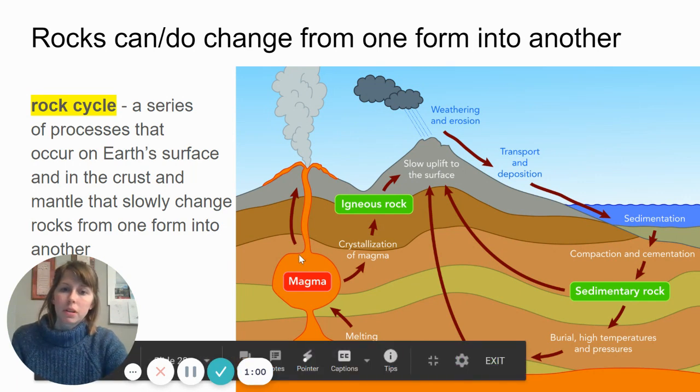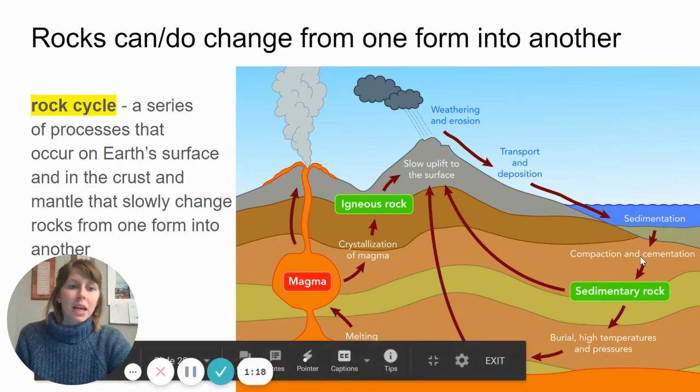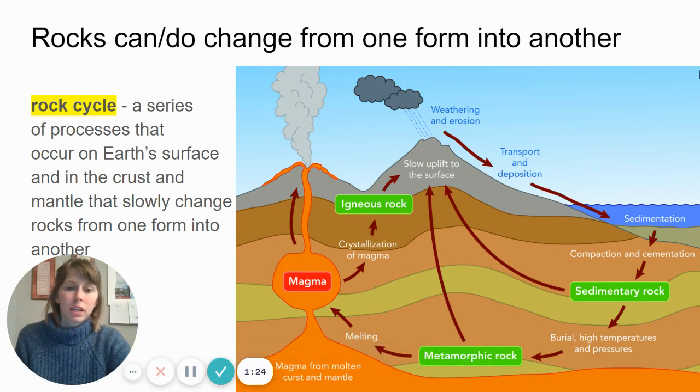And then if it crystallizes, whether that's here or if it becomes lava and crystallizes on the surface, it forms igneous rock. Okay. And then it will slowly lift up to the surface. Weathering, erosion, remember deposition, compaction, cementation right there, that makes sedimentary rock. Okay. And then with enough heat and pressure, that becomes metamorphic rock. And if metamorphic rock melts, that would become magma again.